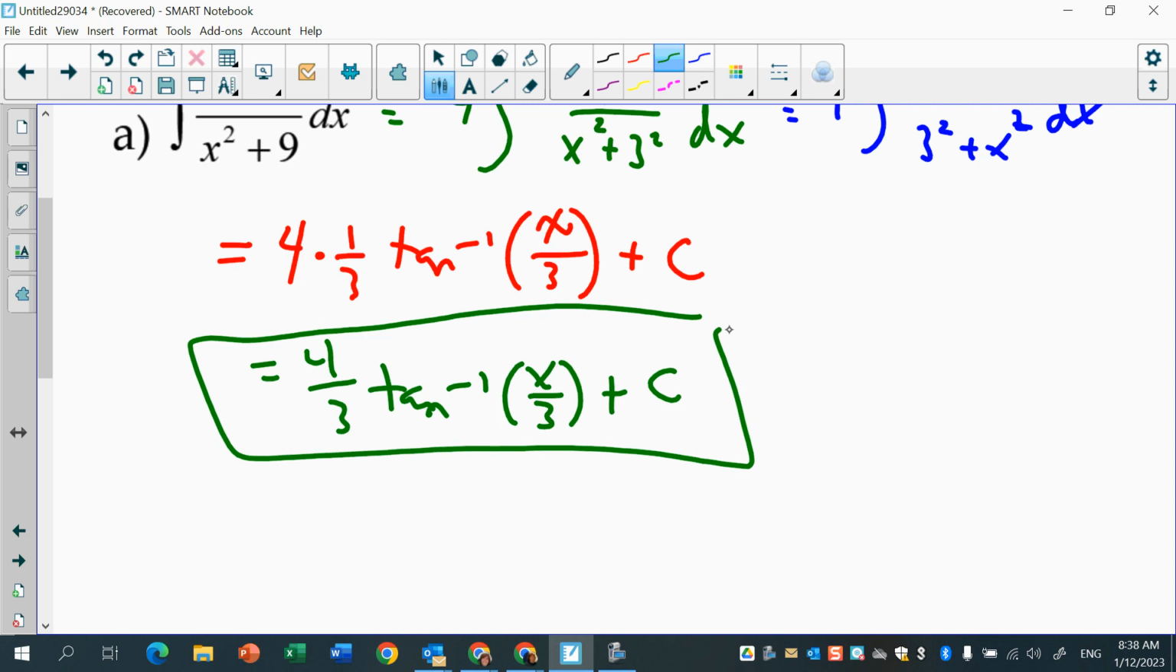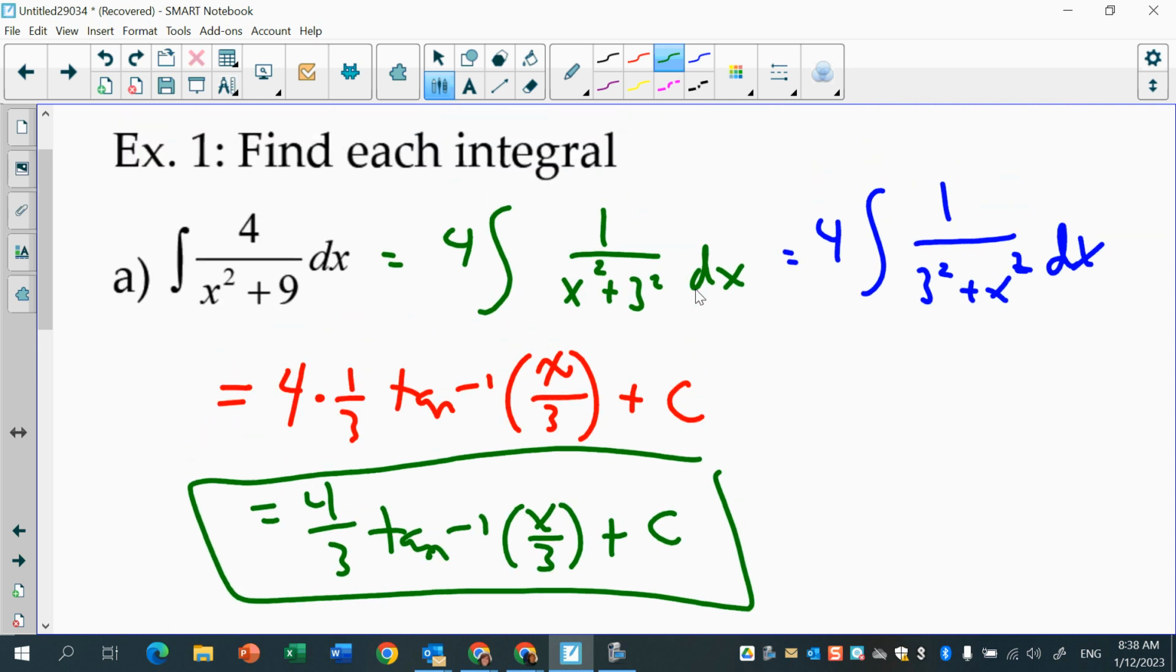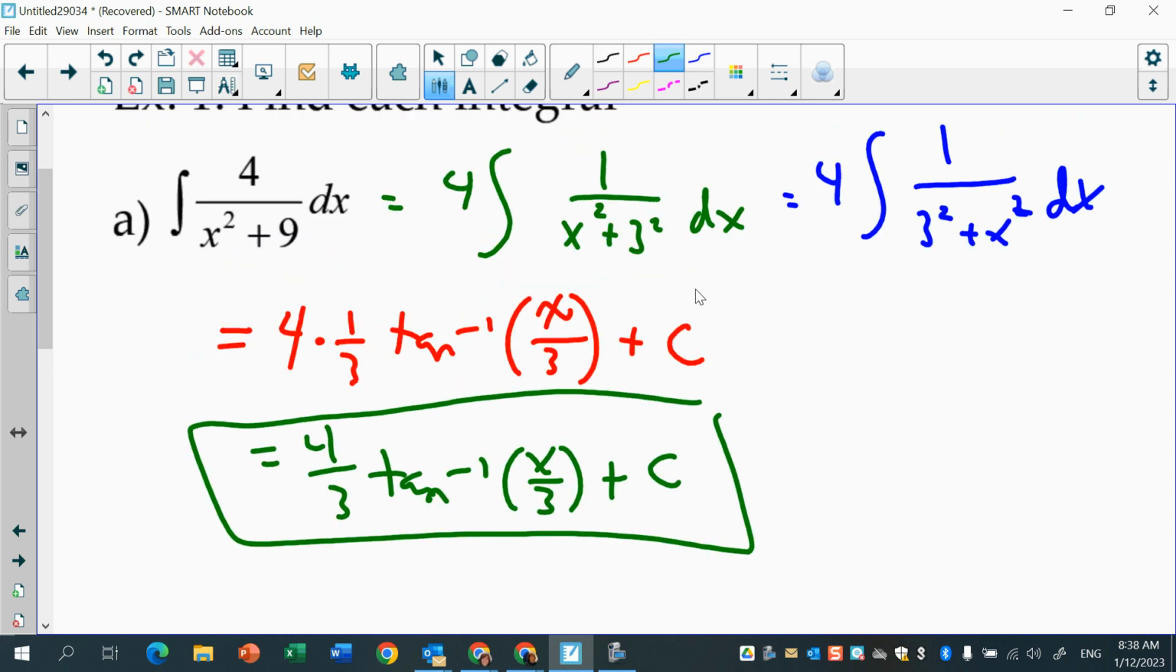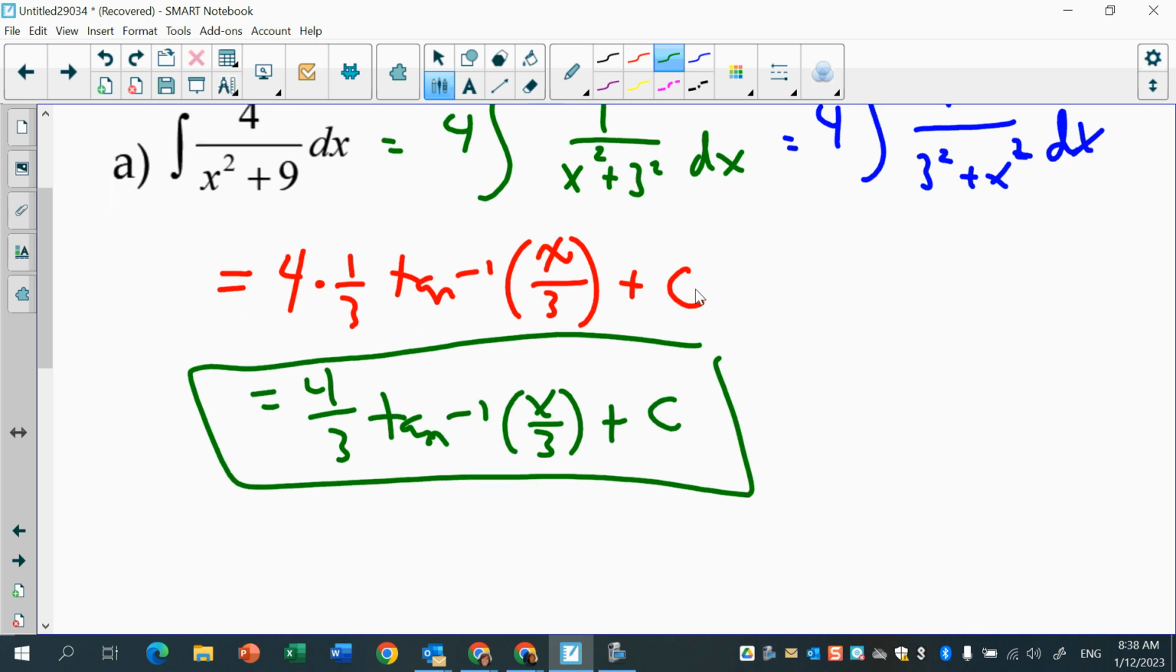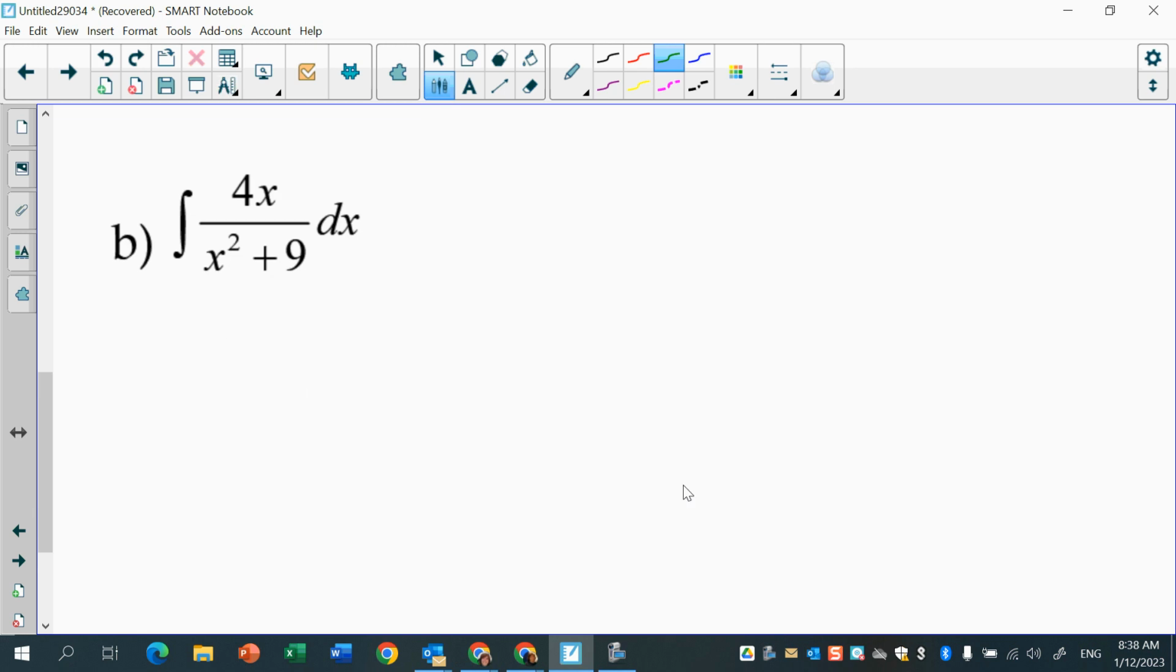So that's my final answer. And that one was literally just 4 over x squared plus 9. I can rewrite that. How do I rewrite that? That's not new. Everyone okay with that? Hopefully you're good. I know I went a little fast. Sorry about that. Here comes b.